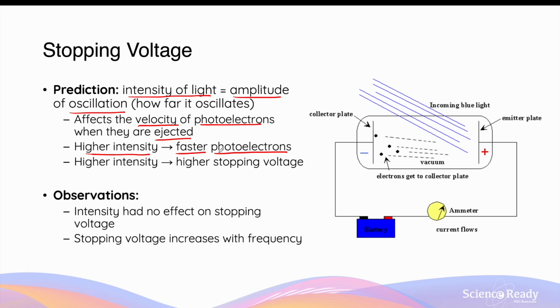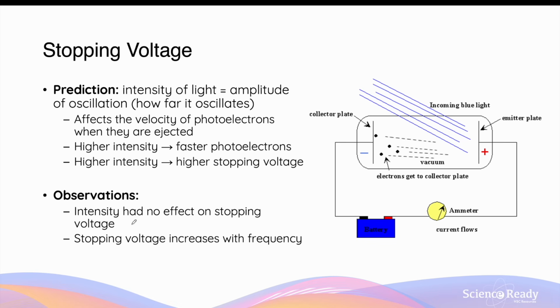So as such, if the photoelectrons have more kinetic energy, having a higher intensity light should theoretically result in a higher stopping voltage, meaning a higher voltage is required to prevent these photoelectrons from being emitted from the metal plates.